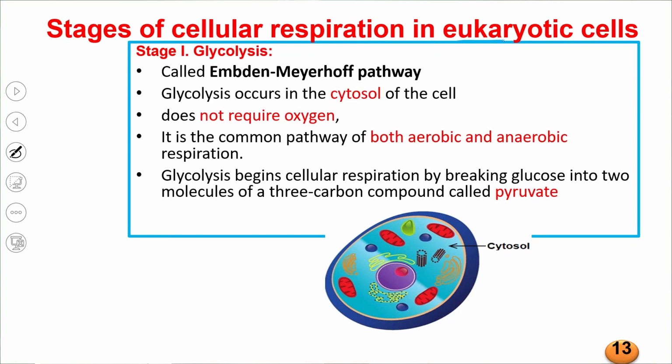The first stage of cellular respiration is glycolysis. Glycolysis is also called the Embden-Meyerhof pathway. Here, glycolysis occurs in the cytosol of the cell. It does not require oxygen.